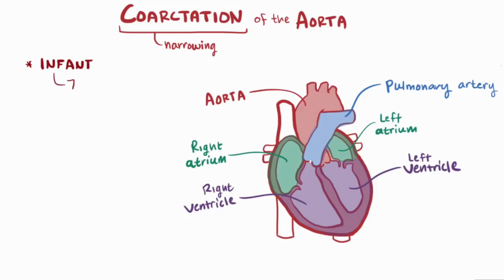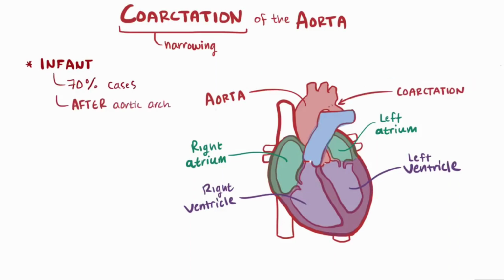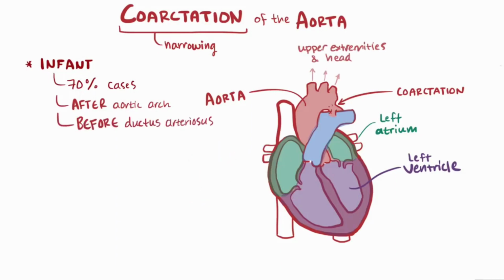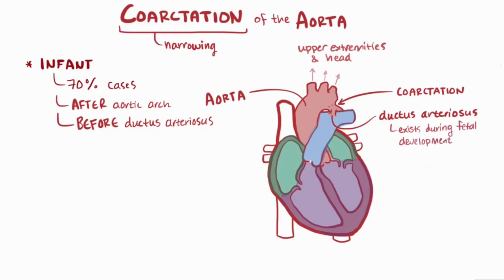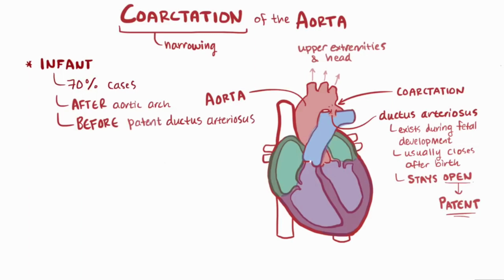With the infant form, which accounts for about 70% of cases, the coarctation comes after the aortic arch, which branches off to the upper extremities and the head, and before the ductus arteriosus. Now you might be thinking, hey, what's this ductus arteriosus thing doing here? Well, typically this only exists during fetal development and closes after birth. But with infantile coarctation, the ductus arteriosus is usually still open, or patent. So there's a patent ductus arteriosus. In fact, sometimes this form is also called preductal coarctation.